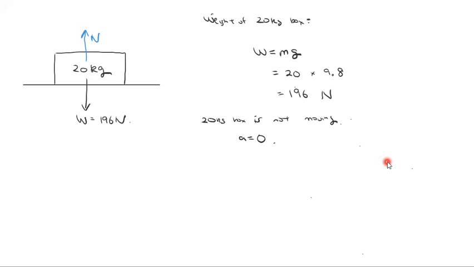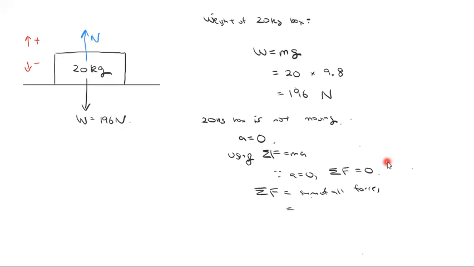Now, a lot of the time we just go straight to this, but I'm just trying to show you where we're getting these results from. Using F equals ma, where this F is the sum of the forces. Because a equals 0, that means the sum of forces equals 0. Sum of force is the sum of all forces. If I think of this as positive and this as negative, then in this situation it will be N minus W.